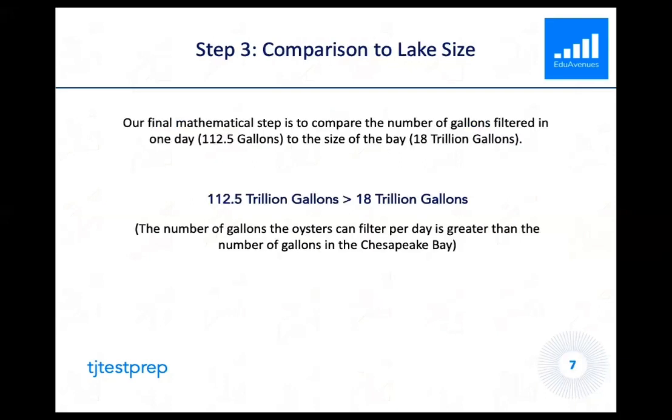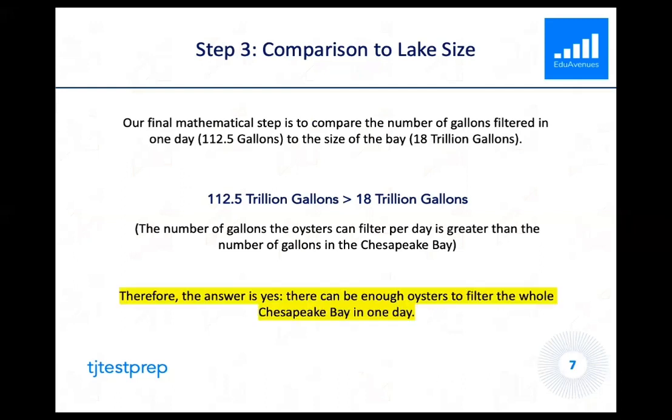So the last step is to determine whether or not the oysters can filter the whole Chesapeake Bay. So our final mathematical step is to compare the number of gallons filtered in one day, which is 112.5 trillion gallons, to the size of the bay, which is 18 trillion gallons. We can clearly see that 112.5 trillion gallons is greater than 18 trillion gallons. In other words, the number of gallons the oysters can filter per day is greater than the number of gallons in the Chesapeake Bay. So therefore, this answers the question that yes, there can be enough oysters to filter the whole Chesapeake Bay in one day.